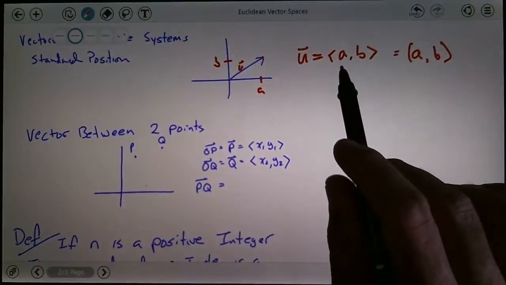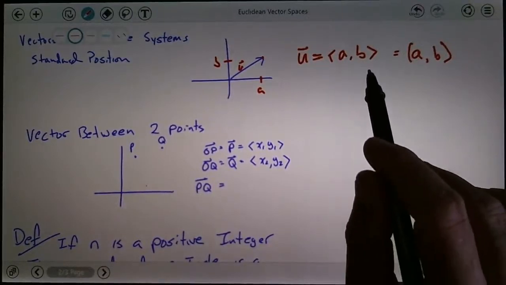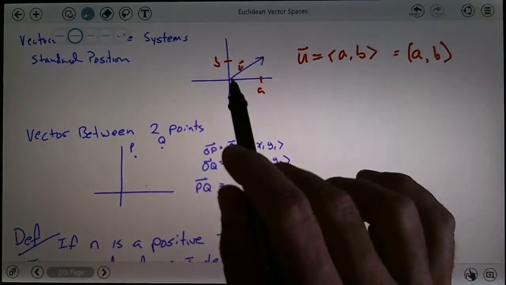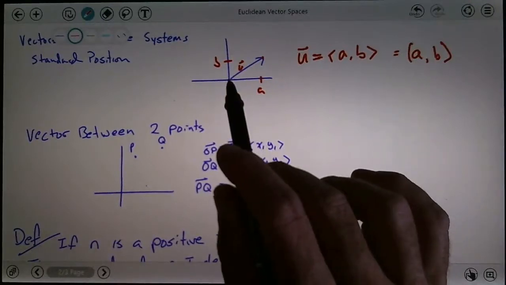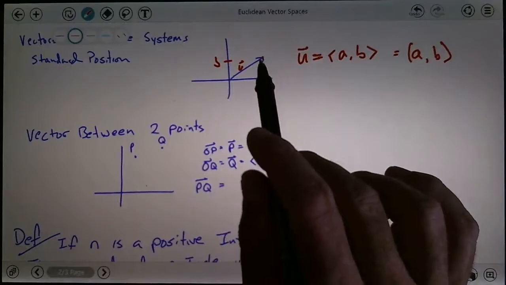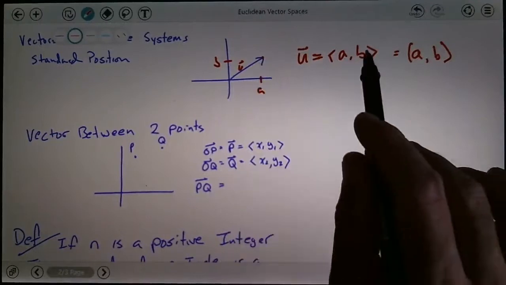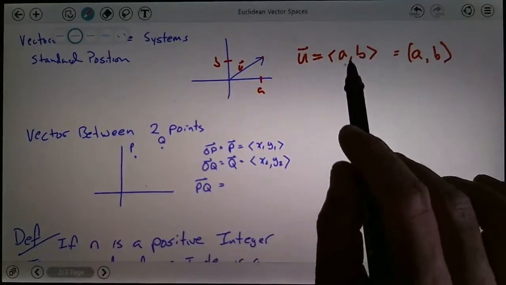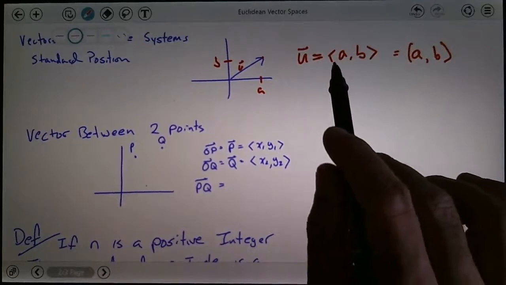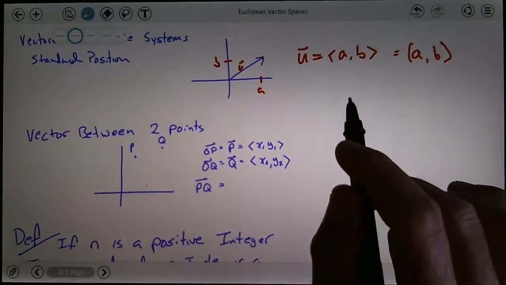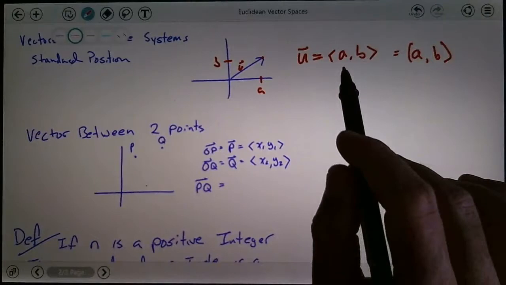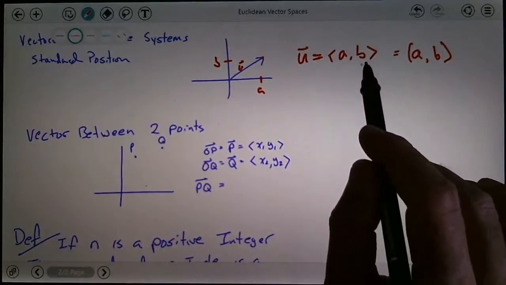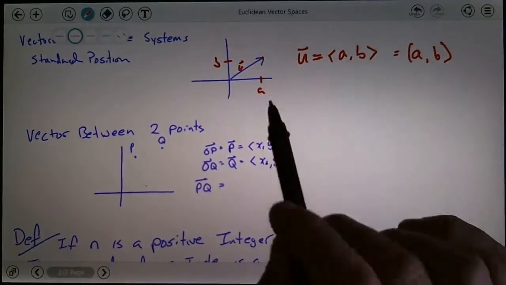But the idea is, in the plane, take any vector, stick it in standard position, put the initial point at the origin, and look at where the terminal point is. The coordinates of that terminal point will be what we use for the name of that vector. Vector u is ⟨a, b⟩. In three dimensions, you'd have ⟨a, b, c⟩. You'd have three coordinates for the terminal point.